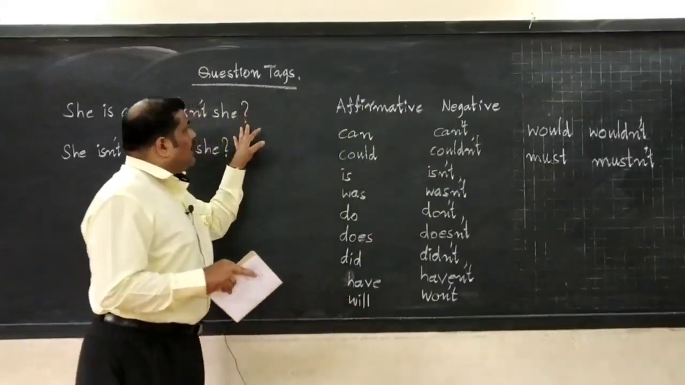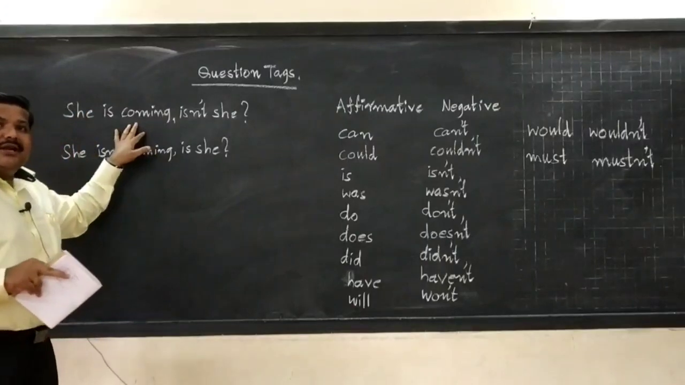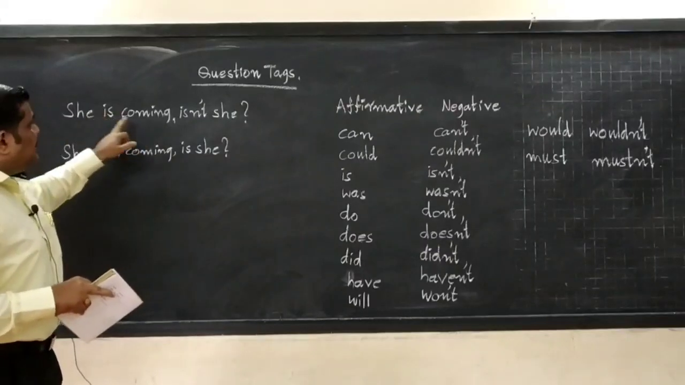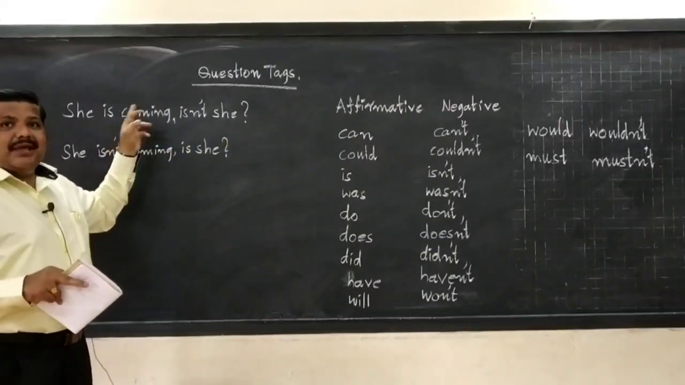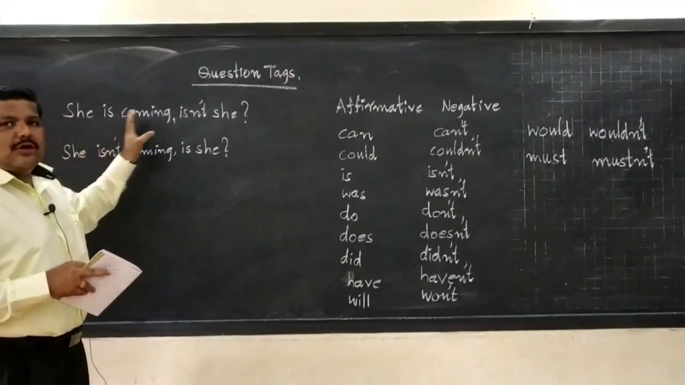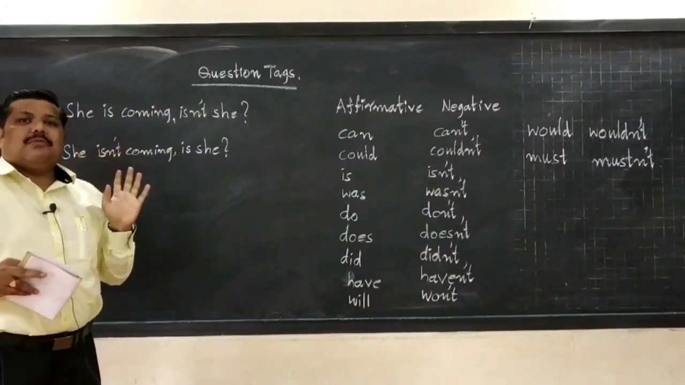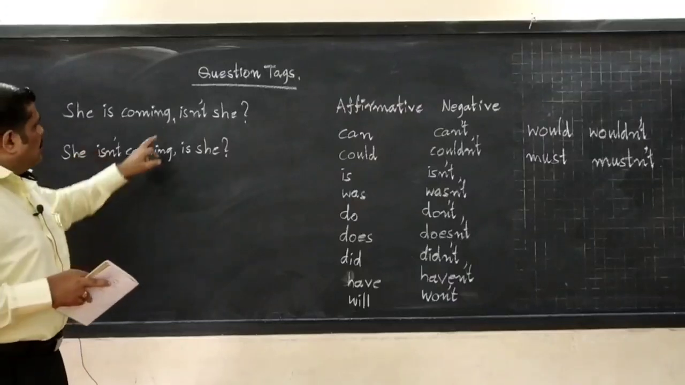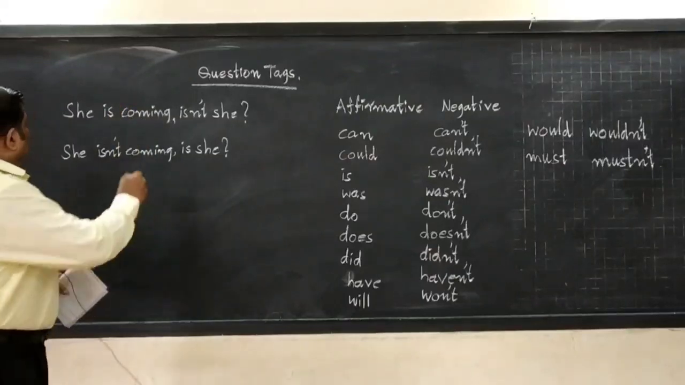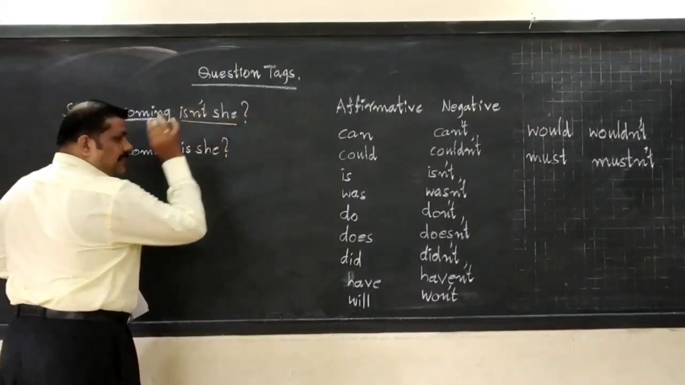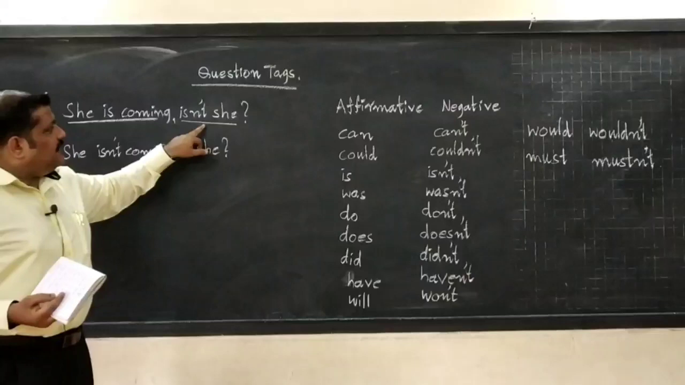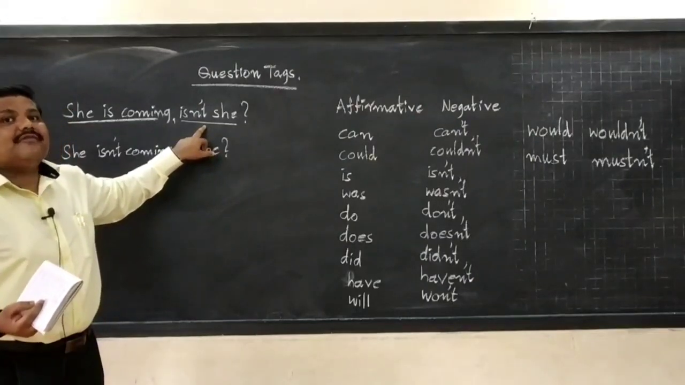Similarly, when you come to question tags, observe this. I have already written statements here. One statement goes like this. She is coming, isn't she? It's a normal sentence. We use it in our day-to-day life. But if you closely observe this, you will see some punctuation marks. What is the punctuation mark? The punctuation mark is a comma. I can divide this sentence into two parts. The first part is called the statement. The second part is called a tag question or question tag.